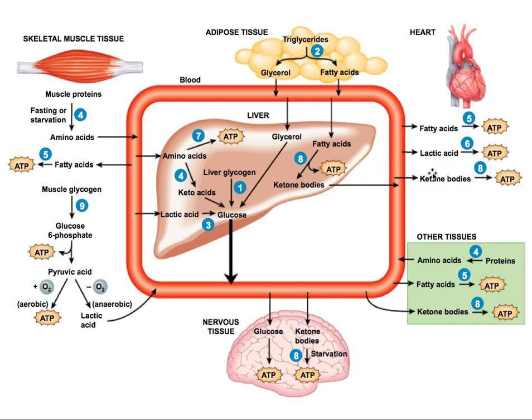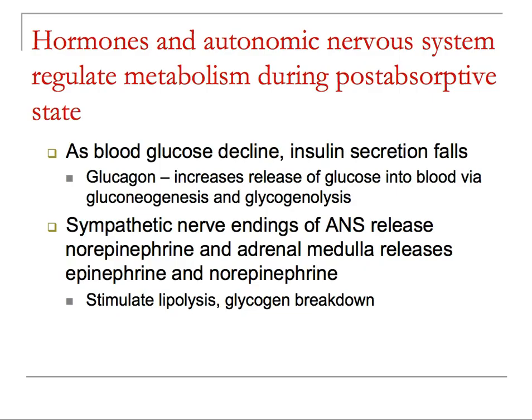Okay, so I want you to think critically when you're looking at this. Notice here, ketone bodies at starvation is when we actually make sufficient ATP to keep things moving. On the whole, though, our major energy source is always going to be glucose. How do we actually regulate this? That's what you want to be thinking about. Hormones in the autonomic nervous system regulate the postabsorptive state. As blood glucose declines, insulin secretion falls, so therefore glucagon concentration should go up. That's exactly what you see here.